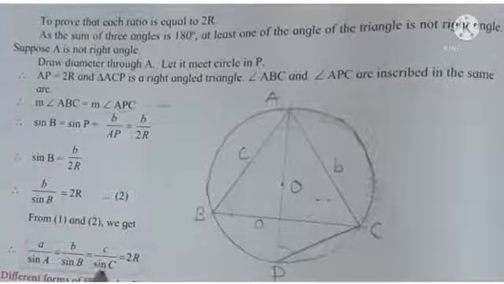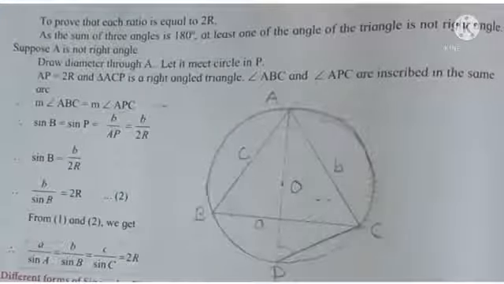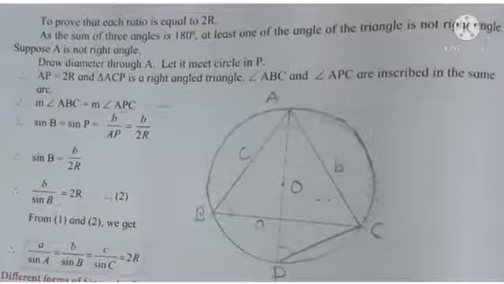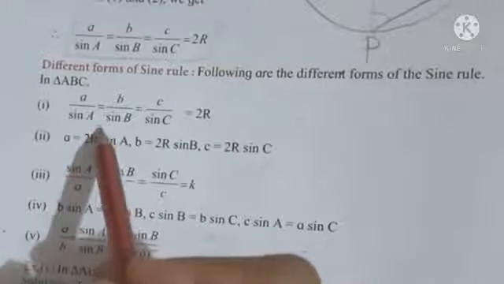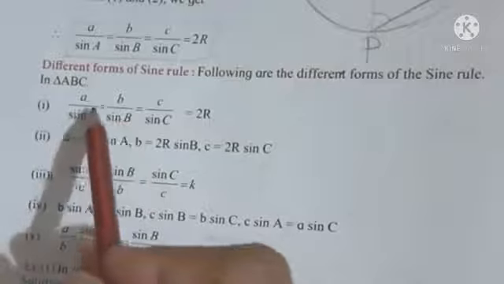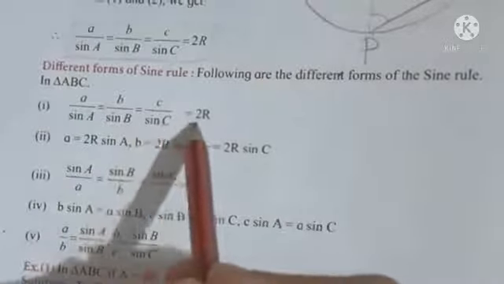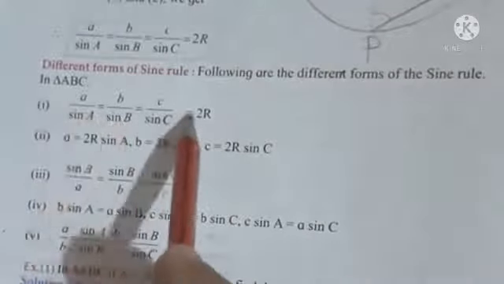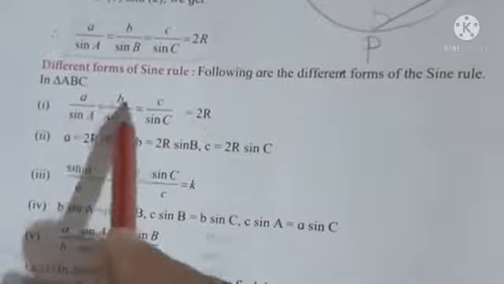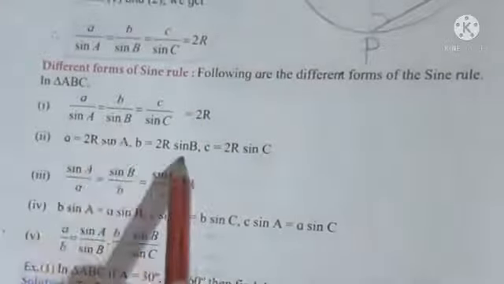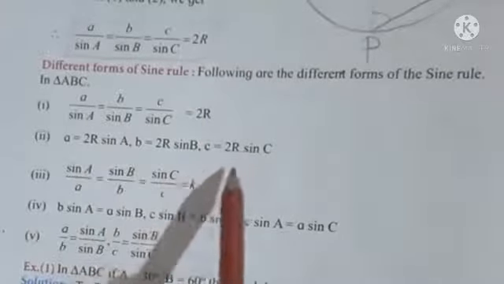From this sine rule, we can write different forms of the sine rule. So let's study these forms. The first form of this sine rule is a upon sin A is equal to b upon sin B is equal to c upon sin C is equal to 2R. This is the sine rule. From this, you write a is equal to 2R sin A, b is equal to 2R sin B, and c is equal to 2R sin C.